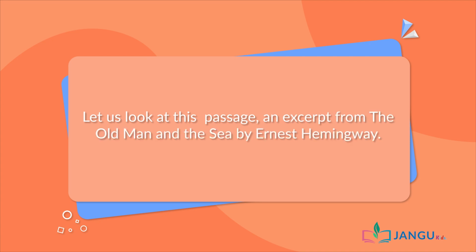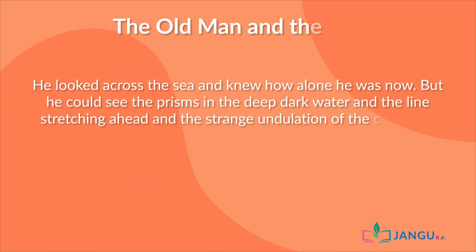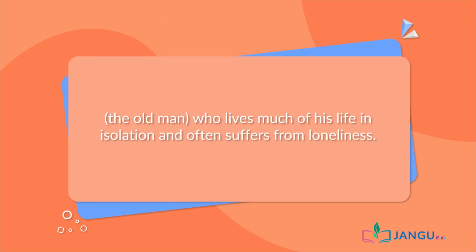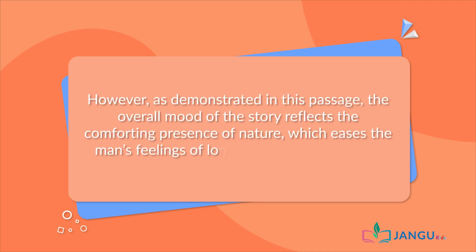Let us look at this passage, an excerpt from The Old Man and the Sea by Ernest Hemingway. In his well-known novel, Hemingway portrays a character, the old man who lives much of his life in isolation and often suffers from loneliness. However, as demonstrated in this passage, the overall mood of the story reflects the comforting presence of nature, which eases the man's feelings of loneliness and those of the reader as well.